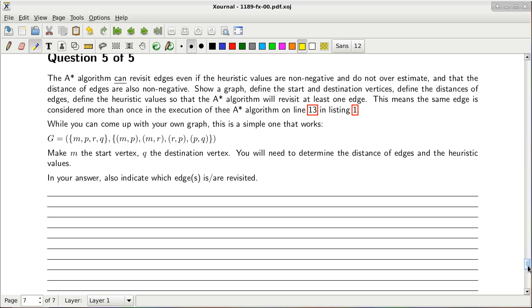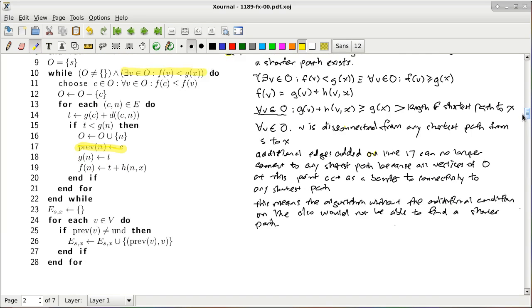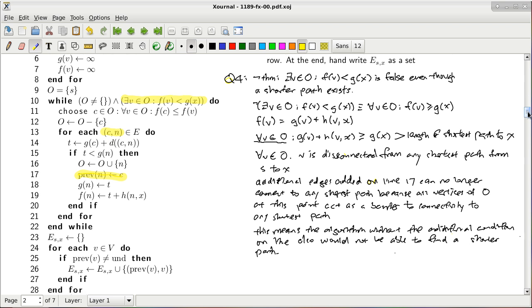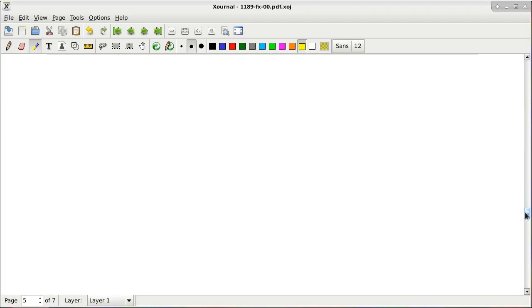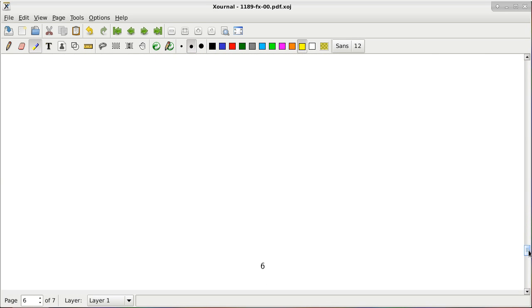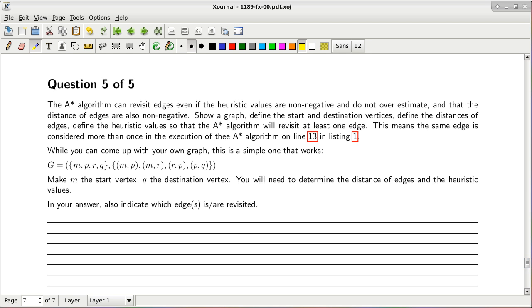So let's go back to that particular line first, because it is important to understand what we are talking about. So this time we're talking about line 13, which is this part here. So we are basically revisiting the edge in the for each. Okay. Now, whether that edge is a part of the solution graph, the question did not say. It just says we are reconsidering that edge. We're touching that edge again on line 13 of that listing.